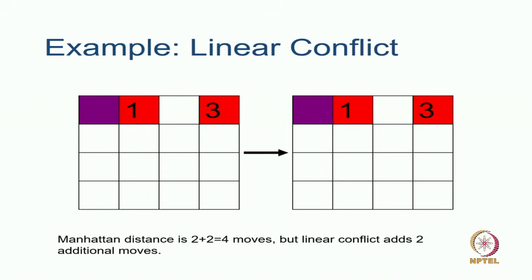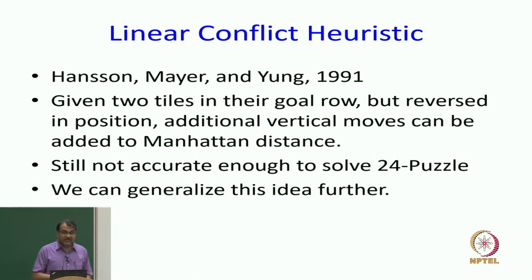So, if you add some kind of a linear conflict in your heuristic computation, then you will get to a better number and a more informed heuristic. So, this was developed in 1991. Given 2 tiles in their goal row, but reversed in position, additional vertical moves can be added to Manhattan distance. Unfortunately, even though it is more informed, it is still not accurate enough to solve the 24 puzzle.